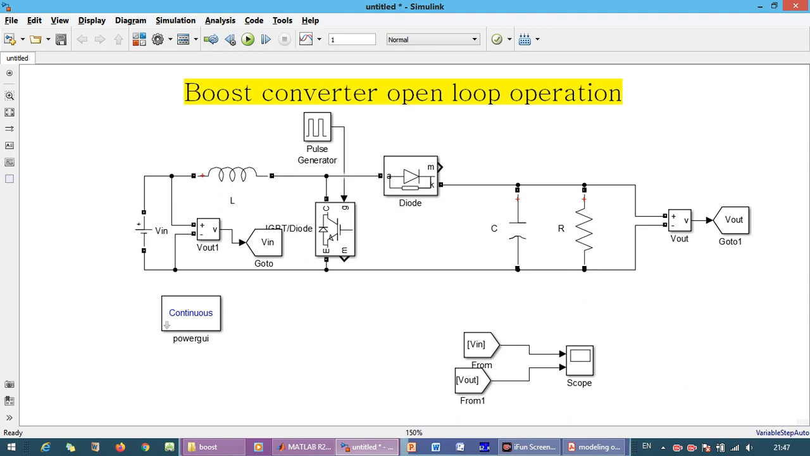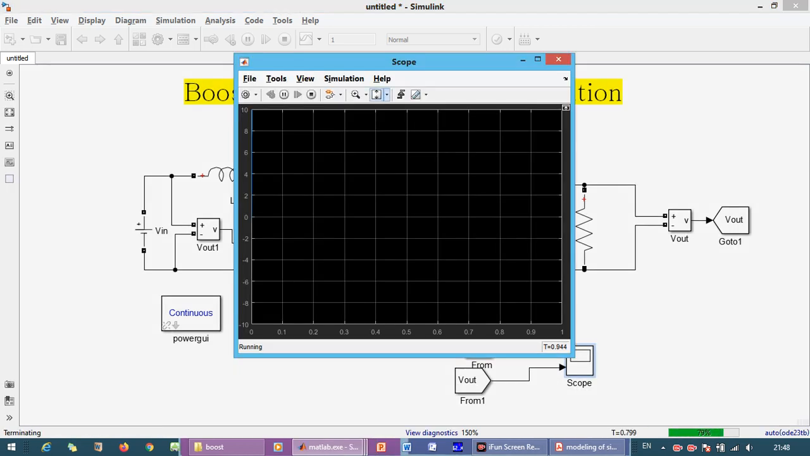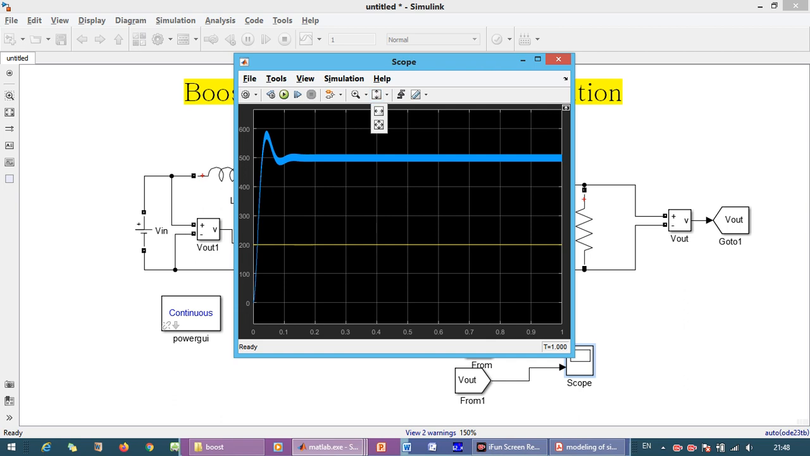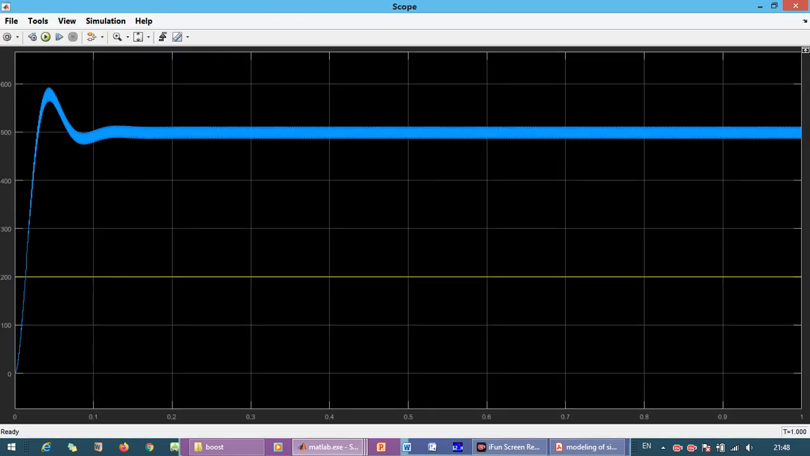Now we just run the simulation. Let me see. Now you can see this is the input voltage. The yellow one is the input voltage, and the blue one is the output voltage. Input voltage is 200 volt and output voltage is 500 volt.